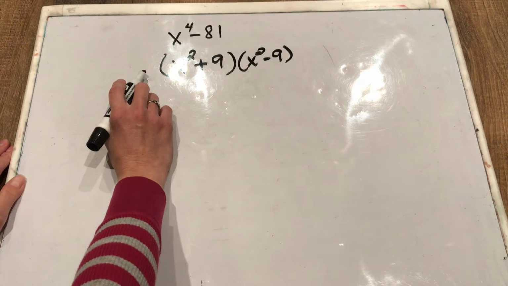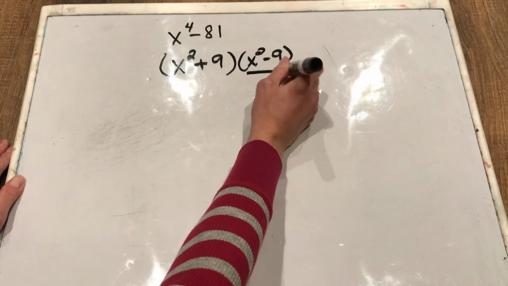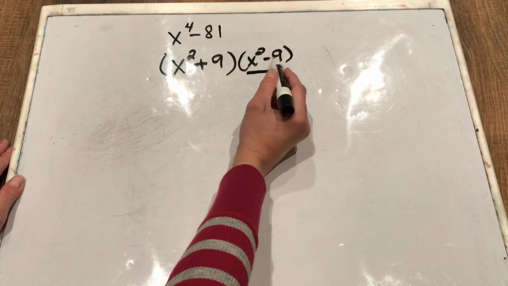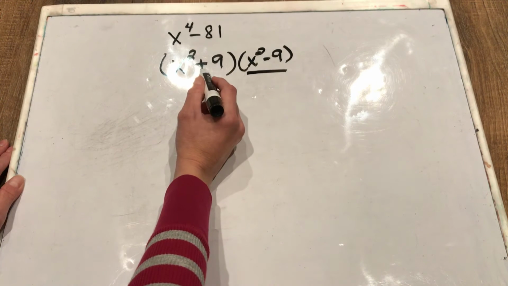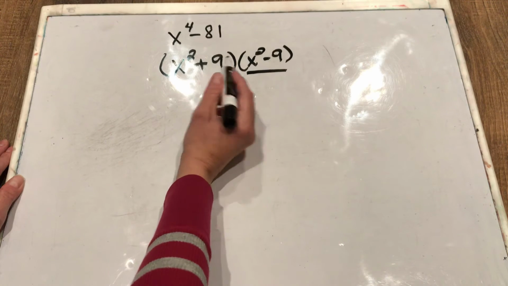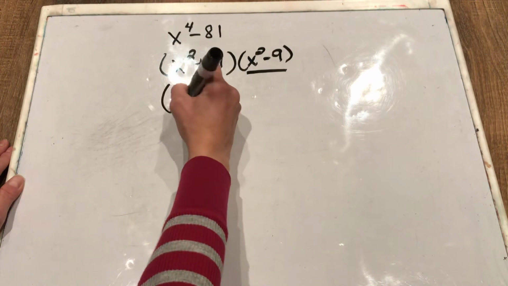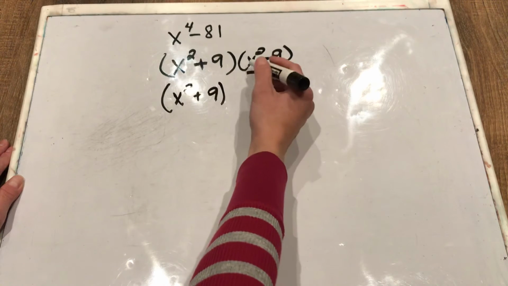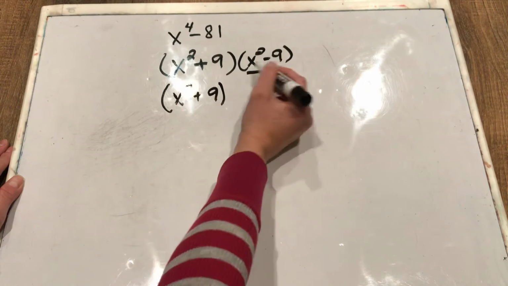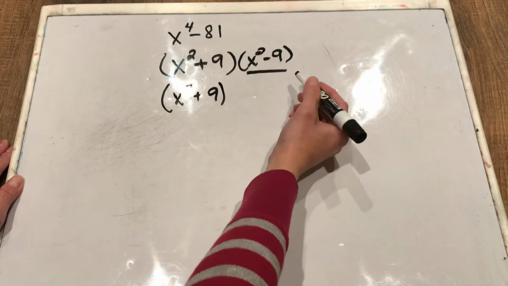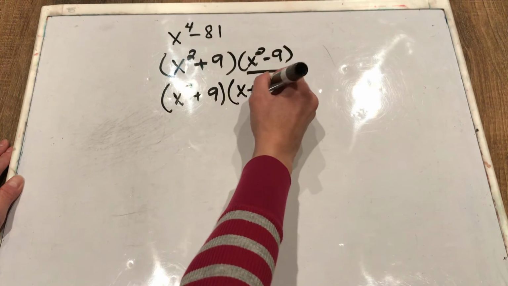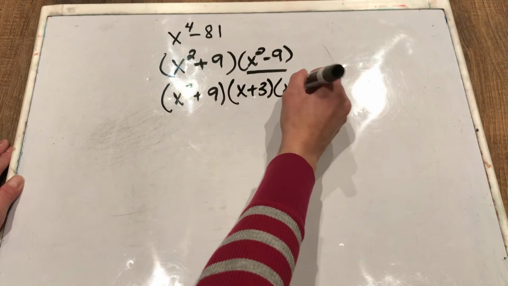I see something else I can do. When I look right here, I have 2 squares and the difference again. This one is 2 squares, but there's a plus, so this is prime. You can't factor this one again without going into square roots and imaginary numbers. So we can't do this any further. But this one right here, we can do the difference of 2 squares again. It will be x plus 3 and x minus 3.